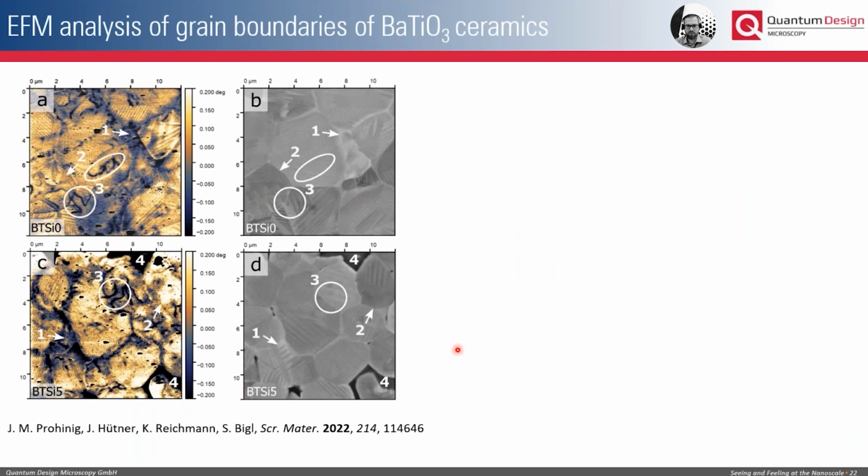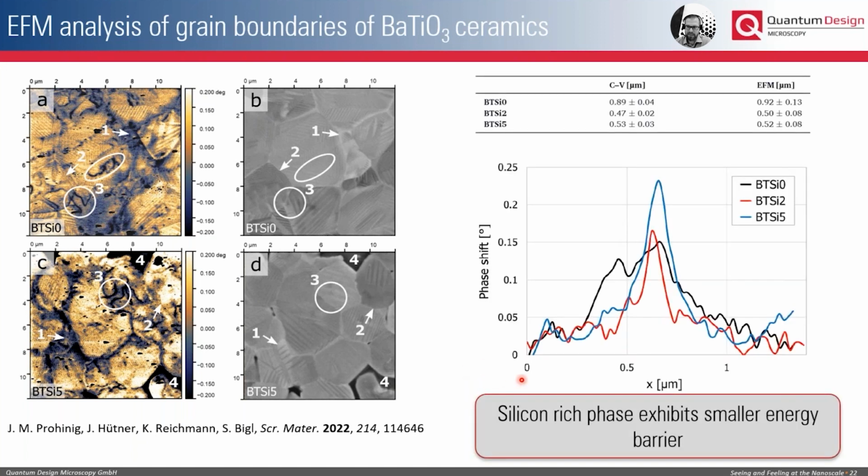And the work that we performed on the samples together with TDK was published last year in Scripta Materialia. And we could really show, by using the combination of SEM and AFM in one setup, that by inducing different silicon contents in this barium titanate ceramic, the silicon-rich phase exhibits a smaller energy barrier compared to the phase where you have less silicon. And as I said before, this is an experiment that you can only perform if you really combine SEM and AFM at the same time in one system.